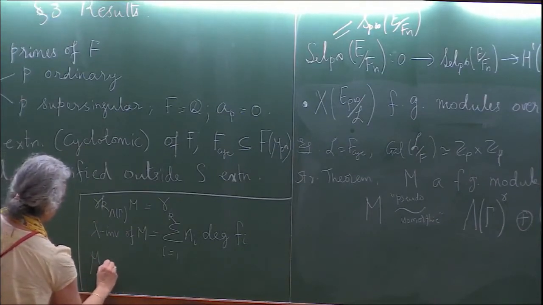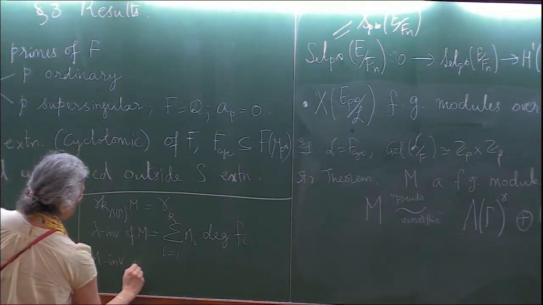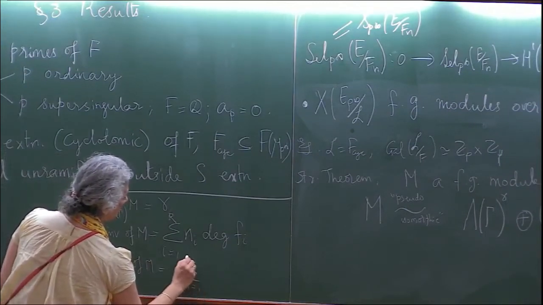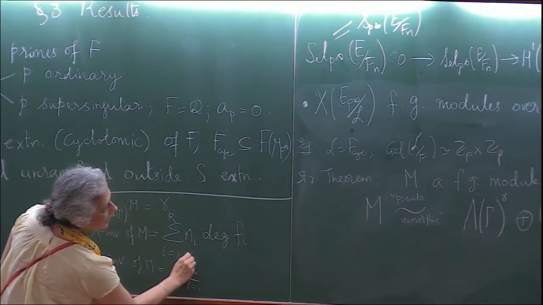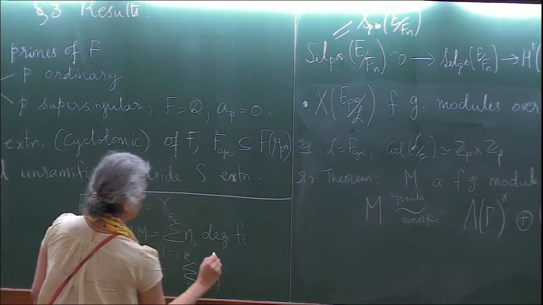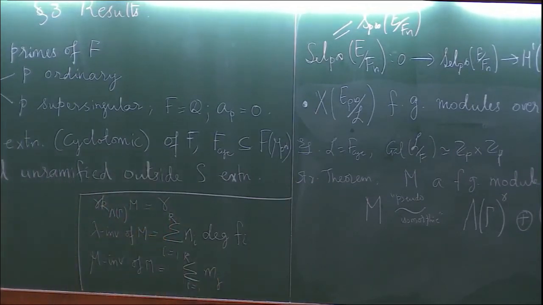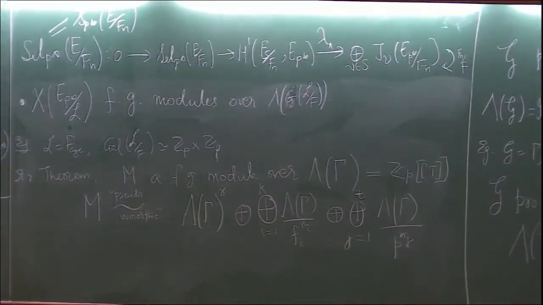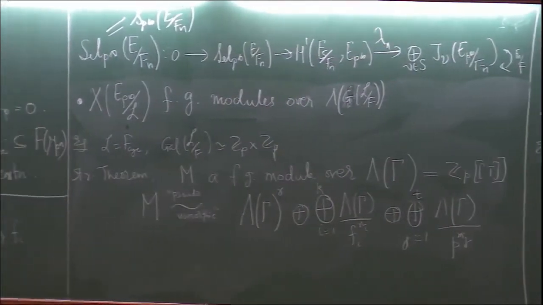And then the mu invariant of M, which is the sum of the powers of P that occur. What did I call it? K, m_j. So these are three important invariants that are associated to any finitely generated module. Oh, sorry, let me call this T. They are not both K, let me call this T. Thanks. Now what is this pseudo-isomorphism?